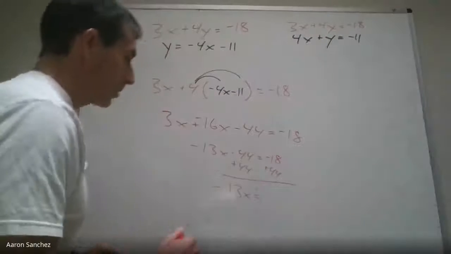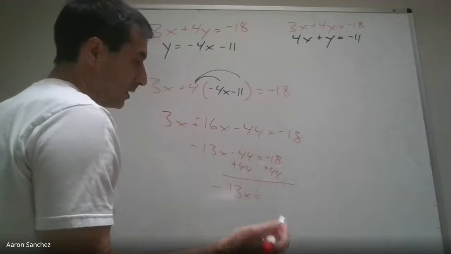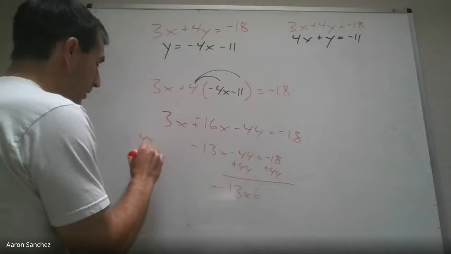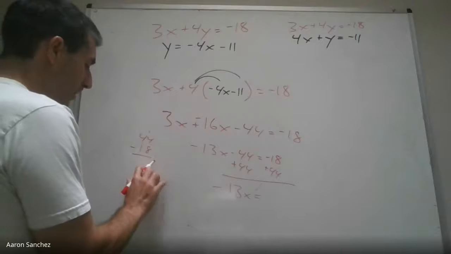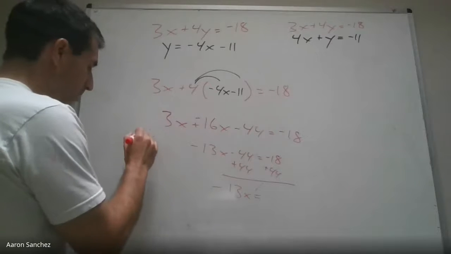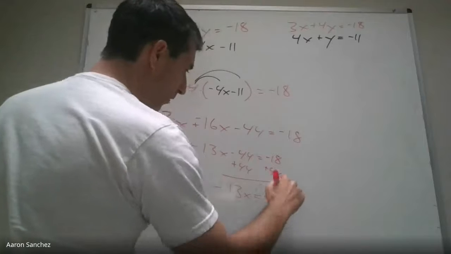Okay. So you guys got to know how to do this. So subtract different signs. So we subtract 44 minus 18. 44 minus 18 is 26.